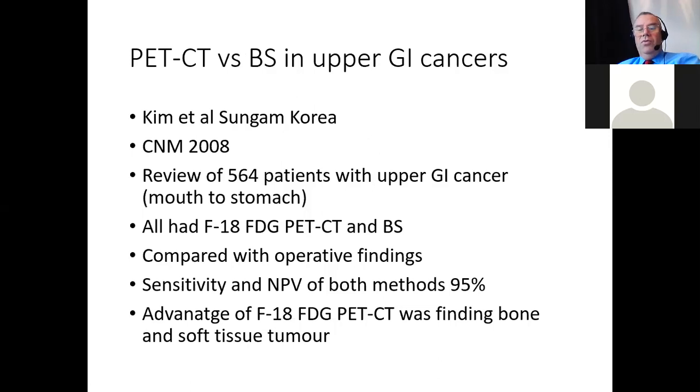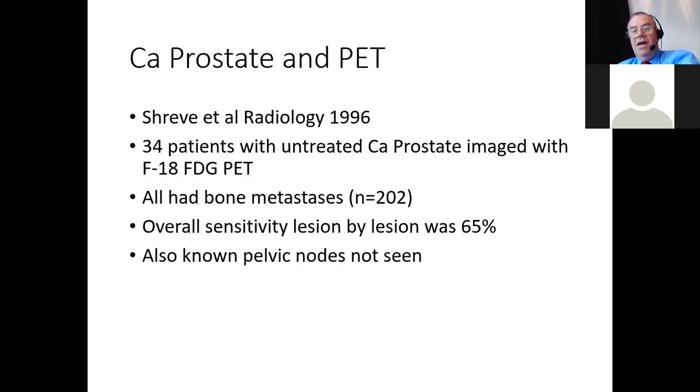Another report from a similar time, this is from Korea, looking in upper GI cancers, a much bigger group of patients with both esophageal and stomach cancer, all of whom had FDG PET and bone scintigraphy. And they compared the findings with that to operation. And they found that the sensitivity and negative predictive value of both methods was about 95%. But PET-CT obviously could find soft tissue disease. So again, they recommended FDG PET as the primary method.